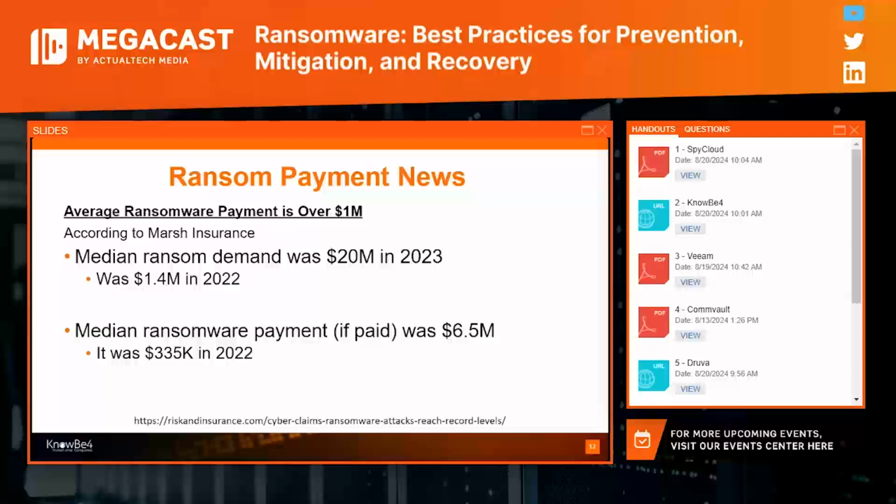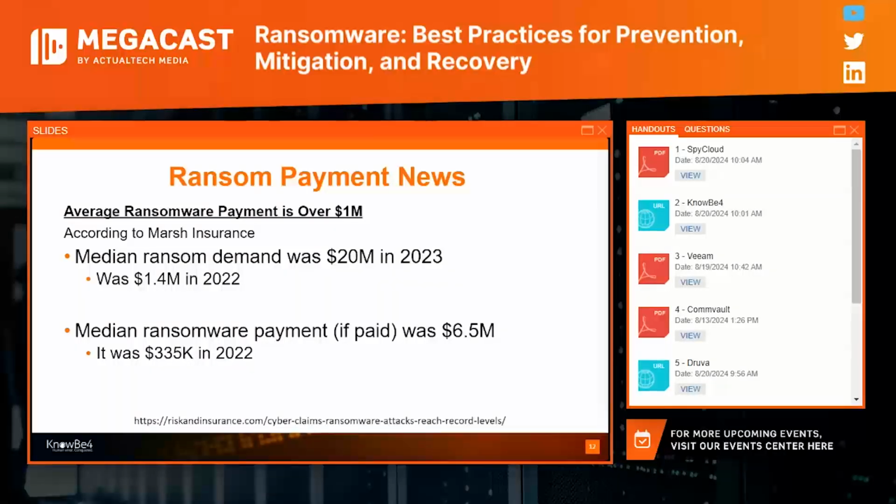But if you do pay the ransom, so if you're in that 13 to 28% that do pay the ransom, the average ransom demand was insane in 2023. It was $20 million, the average ransom demand. And that's after it was just $1.4 million in 2022. Most people negotiate the rate downward.